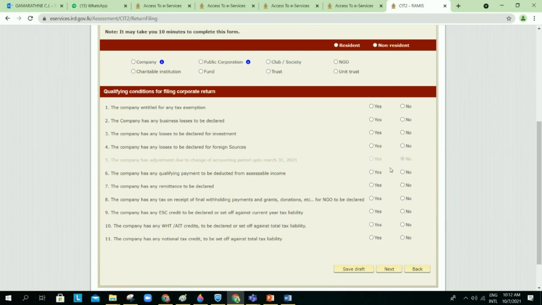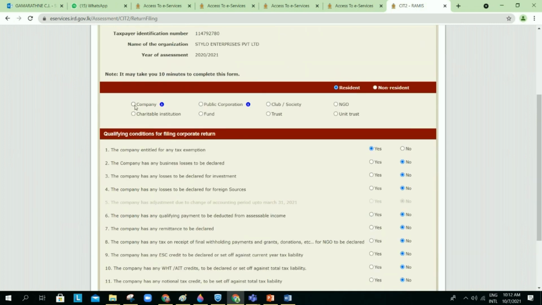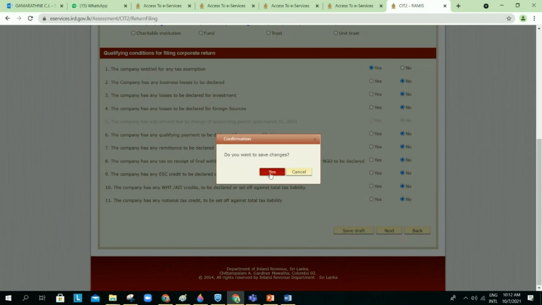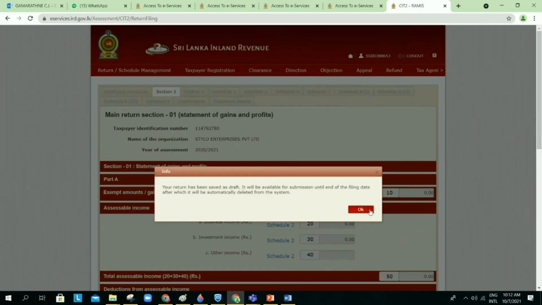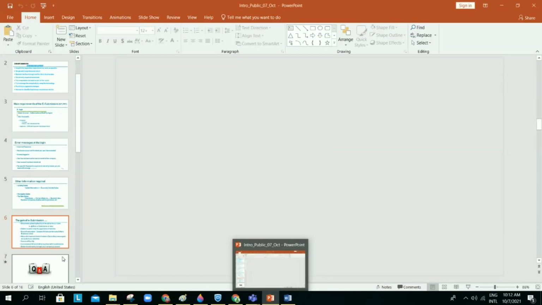Then I will mark these as no. Then you should select company resident or non-resident and also company type. I will select resident and company. Then the main return appears. Then let's go to the next item.